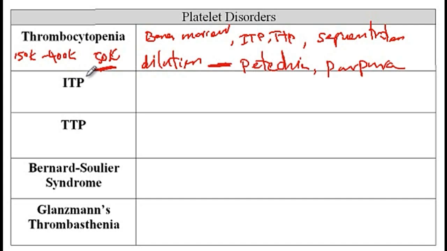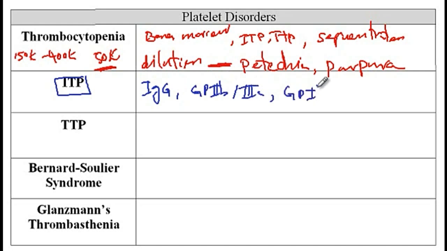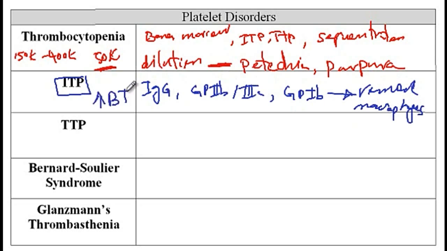The next condition is idiopathic thrombocytopenic purpura, which I've discussed earlier with you, and these patients are associated with the formation of IgG antibodies against the platelet surfaces, as well as the platelet GP2B and 3A, as well as sometimes GP1B, as a consequence of which these platelets will be removed by macrophages, and thus there would be increased bleeding time in these patients.